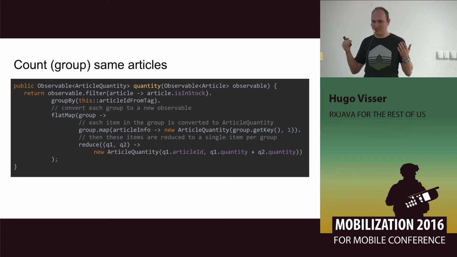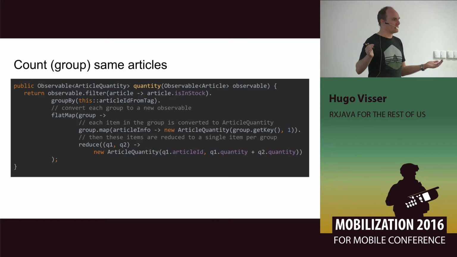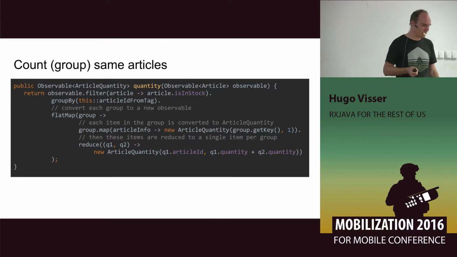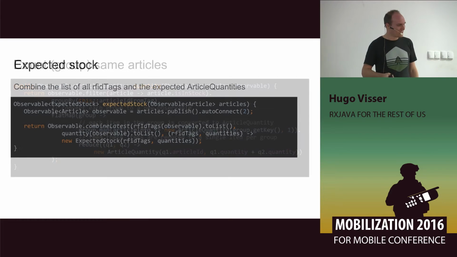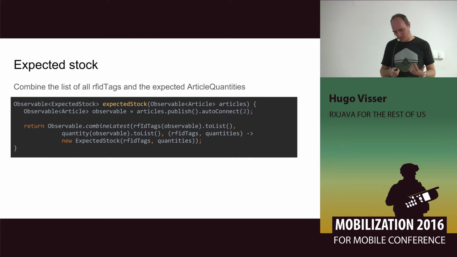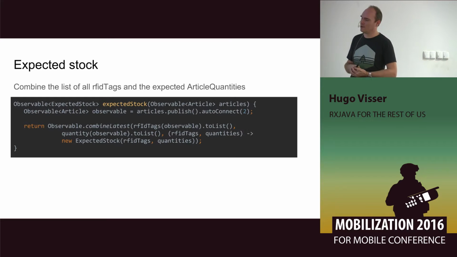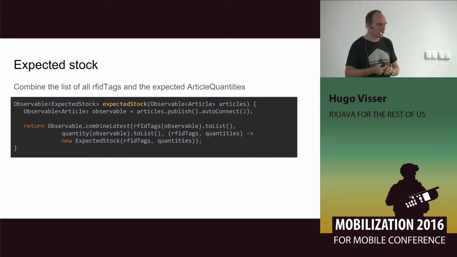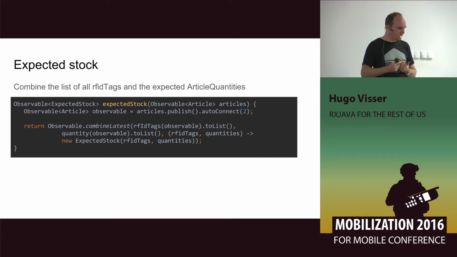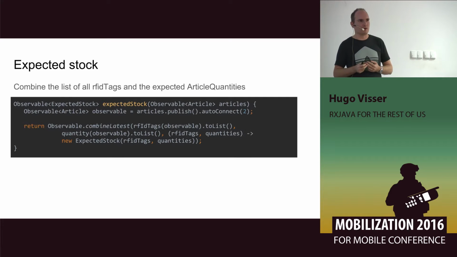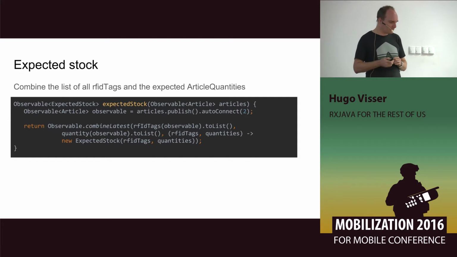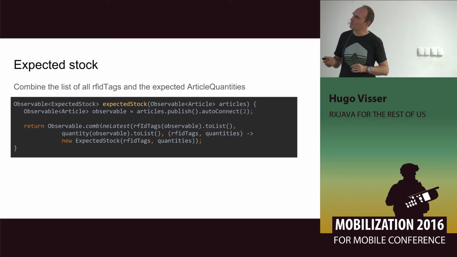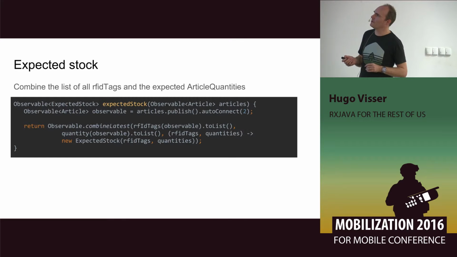Okay, so if you thought that stuff was not that hard, great, good for you. We have another situation where we needed to do something more advanced. We want to create an object called the expected stock. So it's all the stuff that we expect, but also we want to combine all the RFID tags that we have seen. And there's a simple thing to do there.